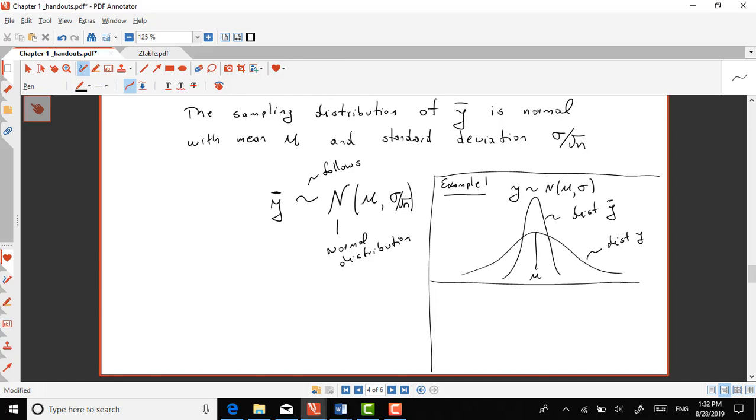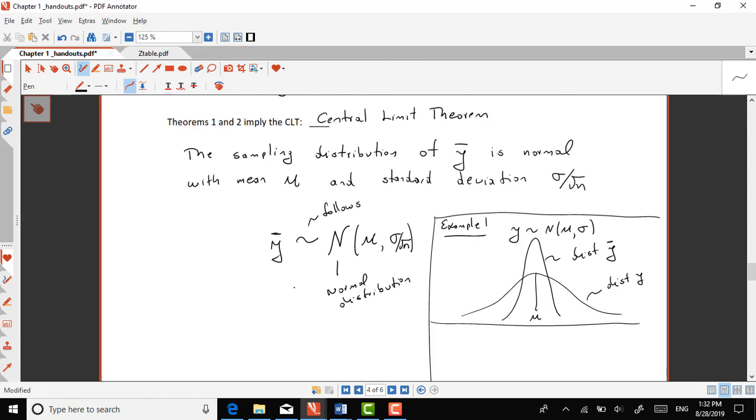Now, you see what is very powerful about this central limit theorem is that we're not assuming that the distribution of the original variable has to be normal. As a matter of fact, it can be non-normal, and that's why this result is so powerful. Even if the distribution of the original variable is non-normal, the distribution of the mean of that variable is going to be normal. Everybody's following that?